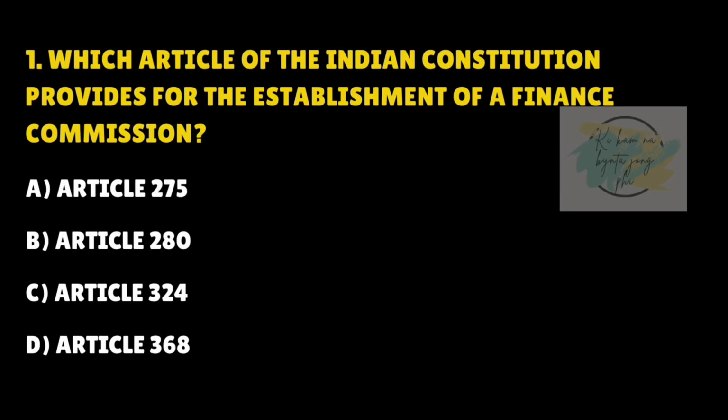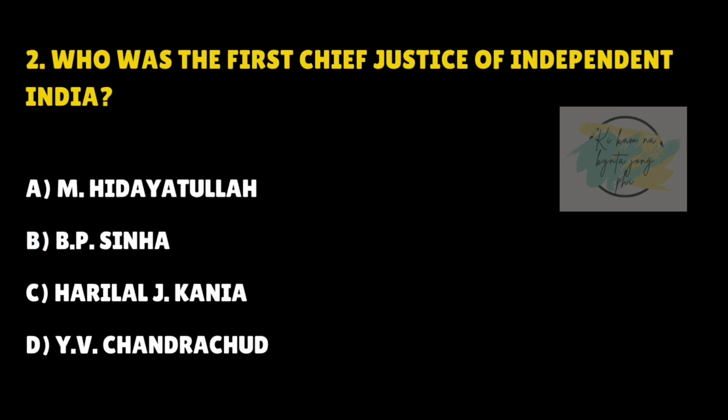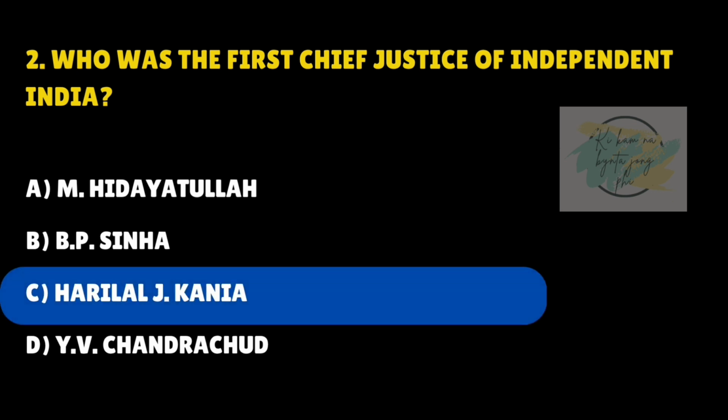Which article of the Indian Constitution provides for the establishment of a finance commission? Answer is B. Article 280. Who was the first Chief Justice of independent India? Answer is C. Harilal J. Kania.